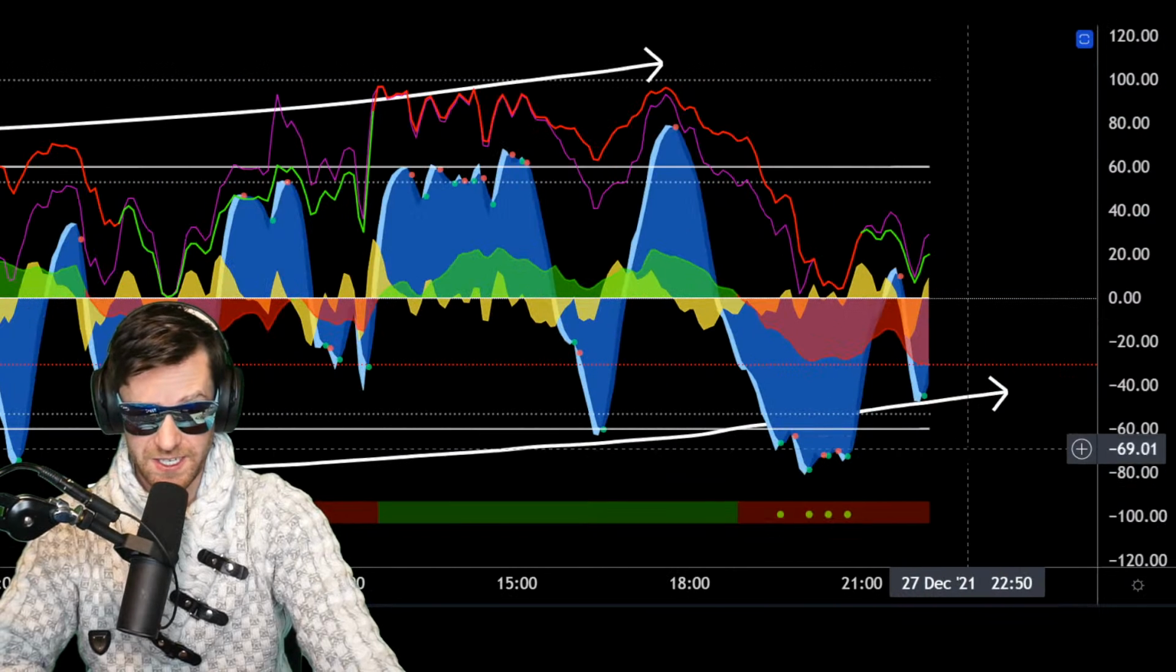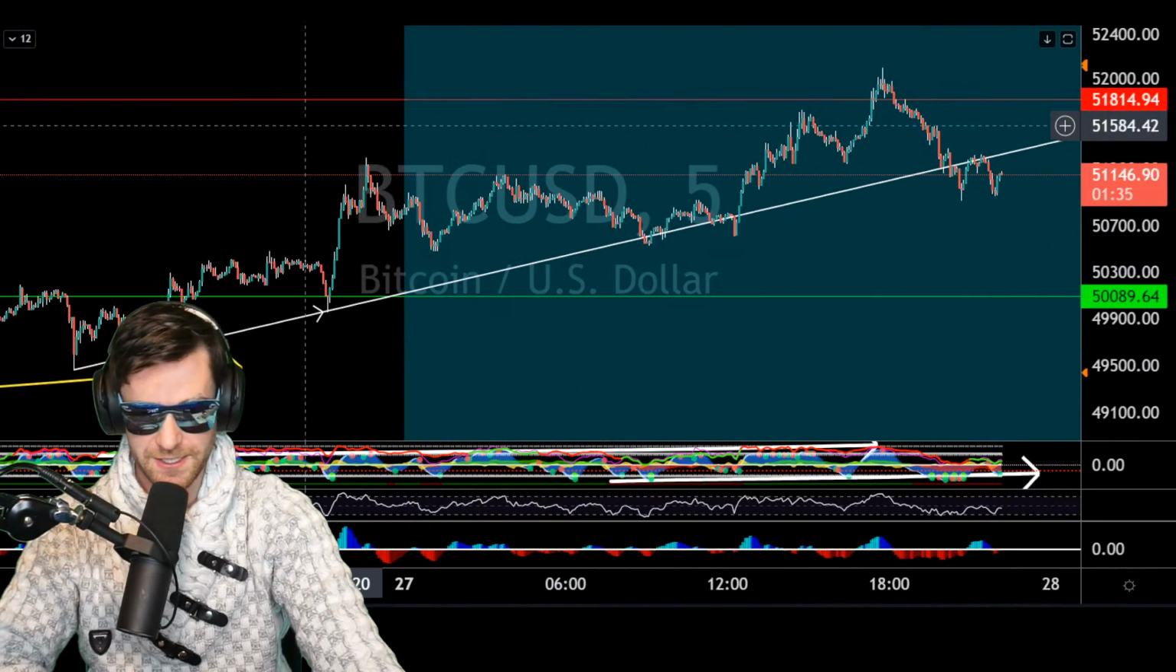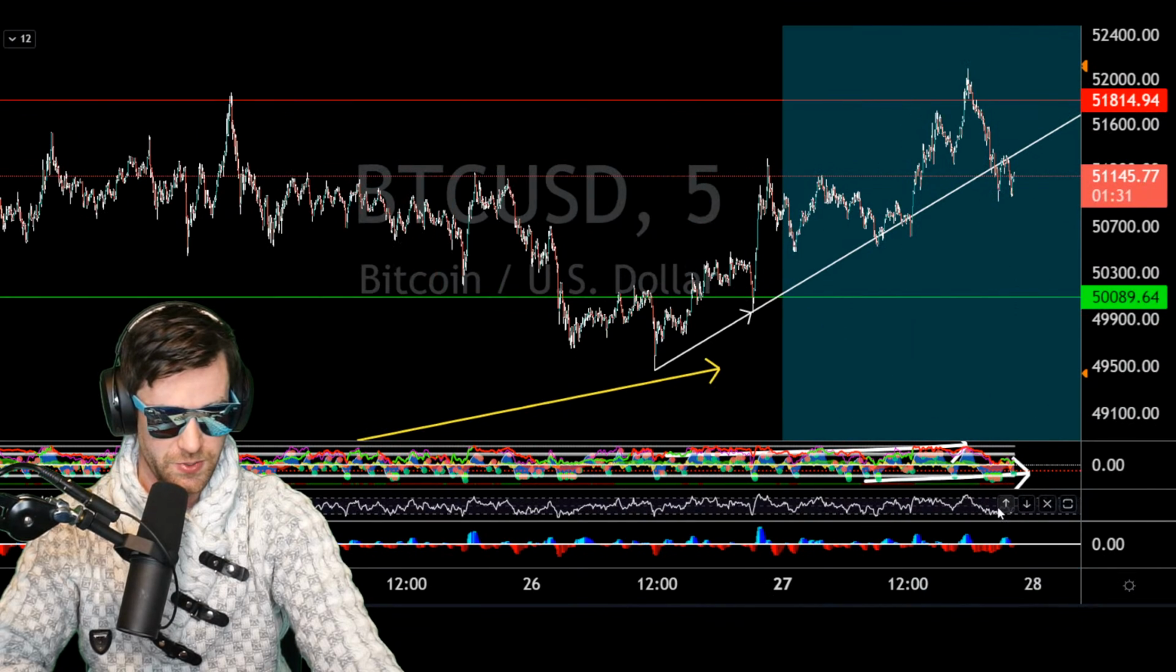Okay. 5 minute is ugly. So real short term, maybe we are looking for that downside. It will take on the 5 a pretty spicy move here.